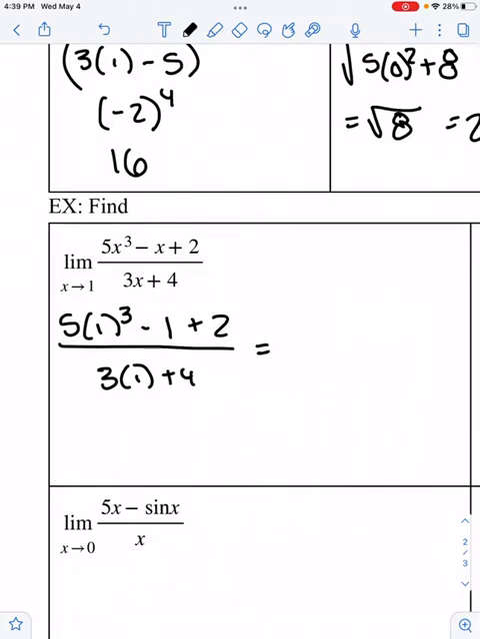1⁵ is just 1, so that's 5 minus 1 plus 2 over 3 plus 4. And 5 minus 1 is 4, 4 plus 2 is 6, and on the bottom 4 plus 3 is 7.